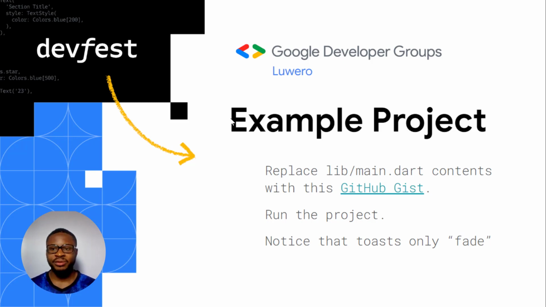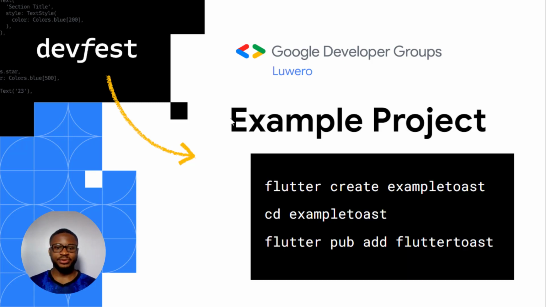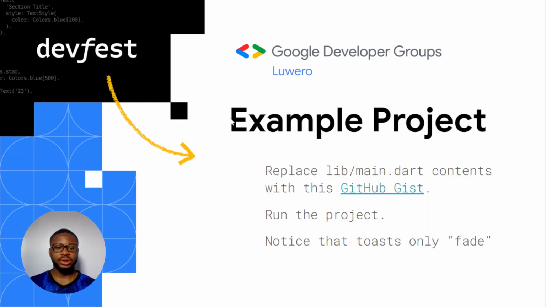In this Flutter toast package, the toast only fades in and fades out, like opacity 0 to opacity 1 and opacity 1 back to opacity 0. We cannot change how the toast animates into the screen, as we'll see later on. So let's go and carry this out. We'll run these commands and we will now get the gist.